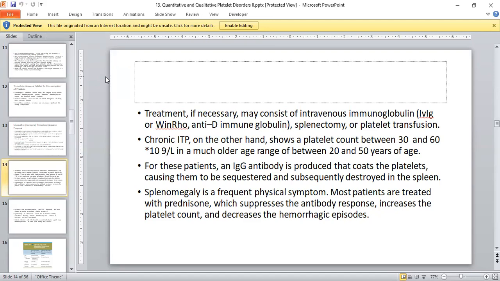For this patient, an IgG antibody is produced that coats the platelets. This IgG antibody makes these platelets be destroyed by the spleen. And it is a chronic process, so it happens over a prolonged period of time.